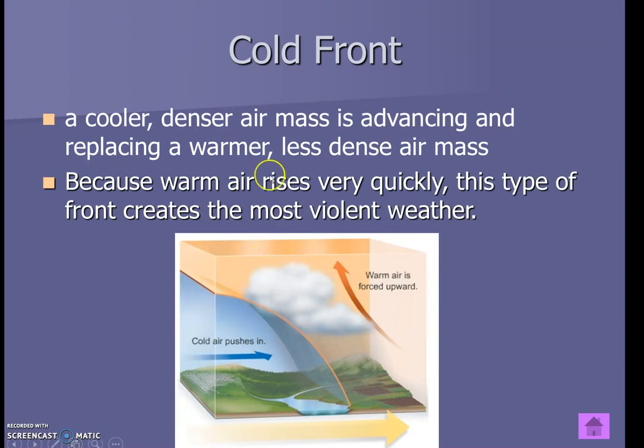Lastly, we have the cold front. Cold fronts produce the most violent type of weather because a cold, usually fast-moving air mass pushes in and really quickly forces up a warm, less dense air mass. Because this happens so quickly, we get thunderstorms, big clouds, and this is what also causes tornadoes, especially down the Great Plains region of the United States.